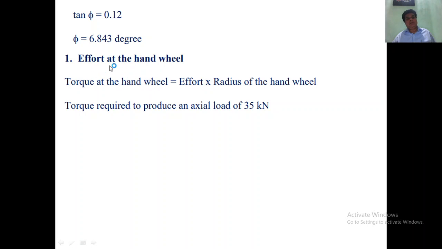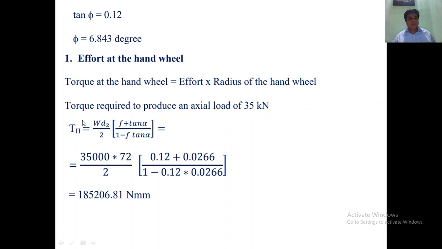So next we will find out the effort or the load at the anvil. At the anvil we are applying the load, or what is called the torque, that is effort into the radius of the anvil. So the torque required to produce an axial load of 35 kilonewton. So the axial load to be lifted is 35 kilonewton.